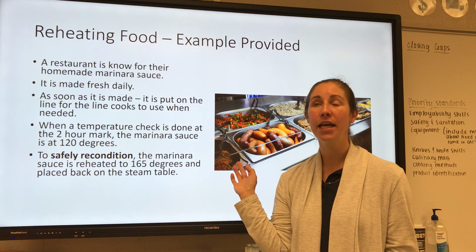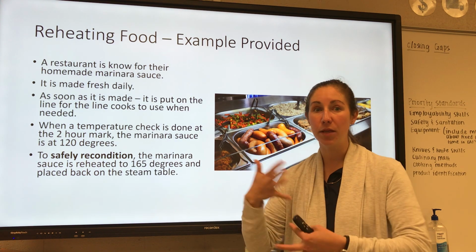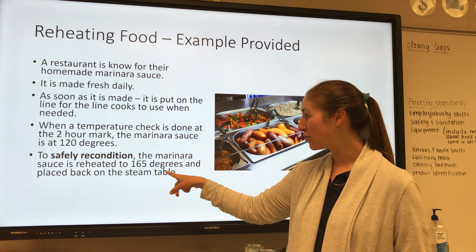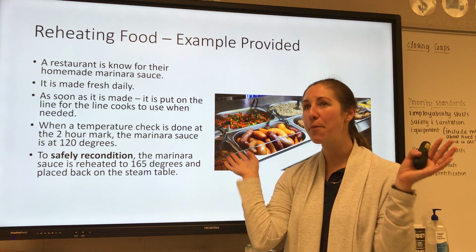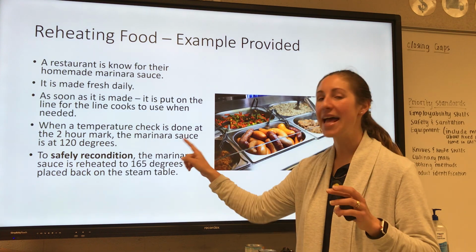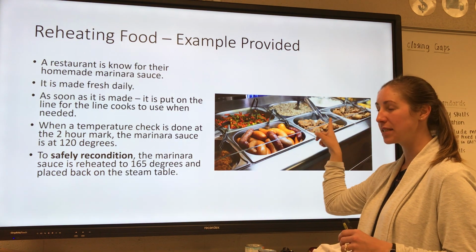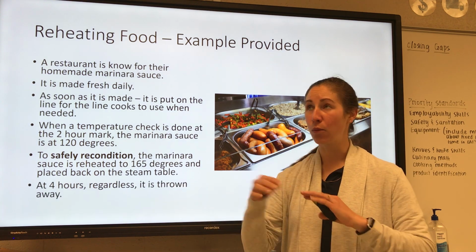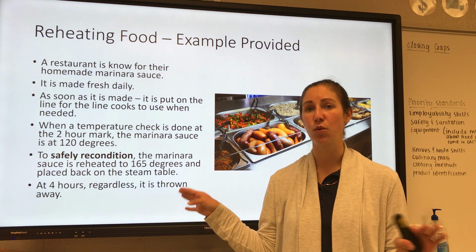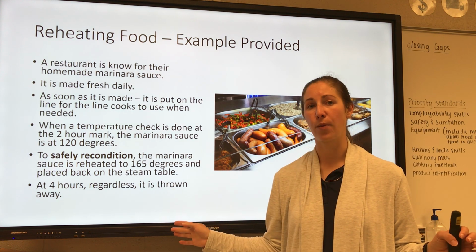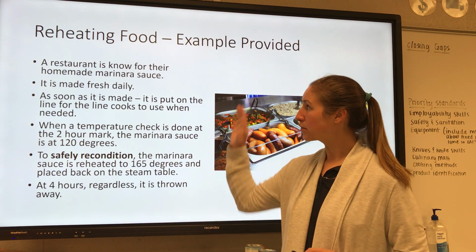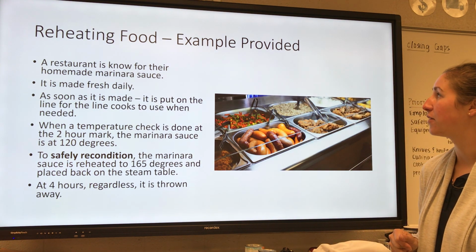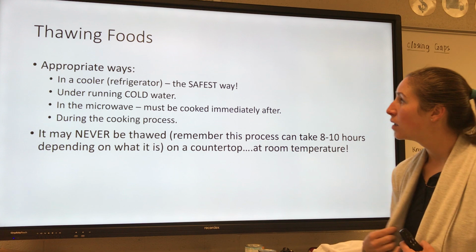That's killing any harmful bacteria that may be multiplying in our food right now because it's in the temperature danger zone. So we reheat it to 165 degrees. We zap all that out of there, and then it's placed back out on the steam table for another 2 hours. And at the 4-hour mark, regardless, no questions asked, whatever has remained is thrown away, okay? So reheating foods needs to be done to 165 degrees to safely recondition.